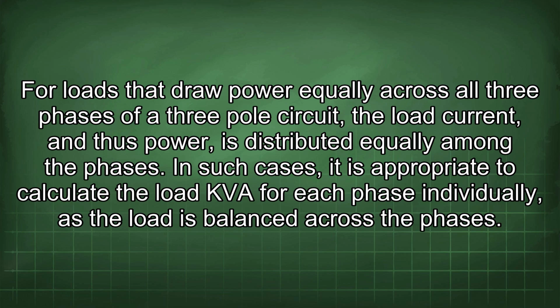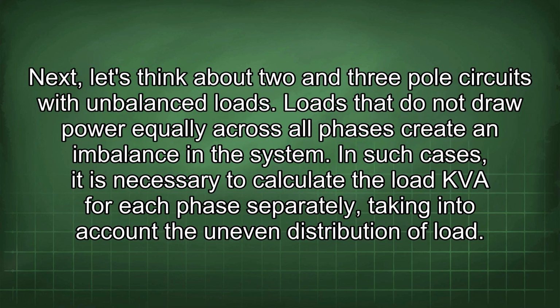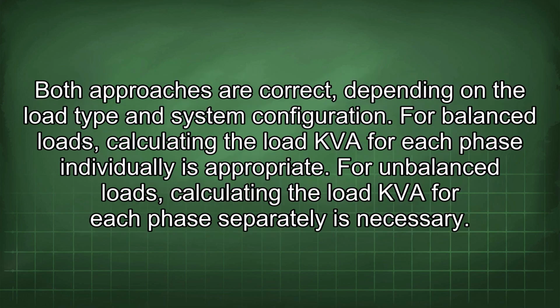In such cases, it is appropriate to calculate the load kVA for each phase individually, as the load is balanced across the phases. Next, let's think about 2 and 3 pole circuits with unbalanced loads. Loads that do not draw power equally across all phases create an imbalance in the system. In such cases, it is necessary to calculate the load kVA for each phase separately, taking into account the uneven distribution of load. Both approaches are correct depending on the load type and system configuration.